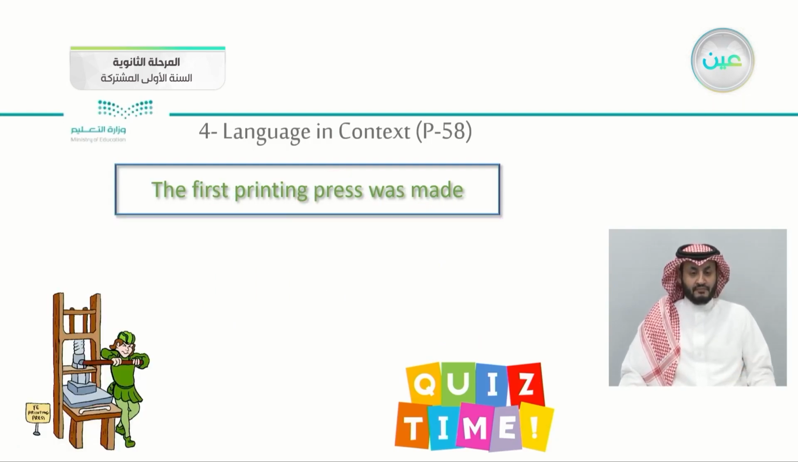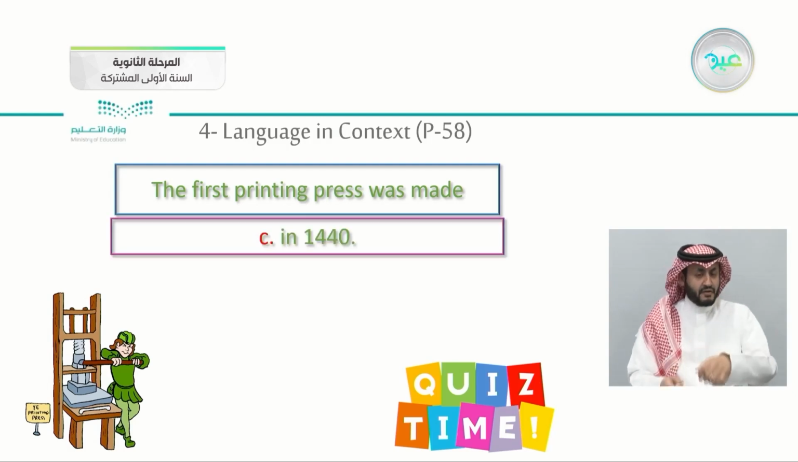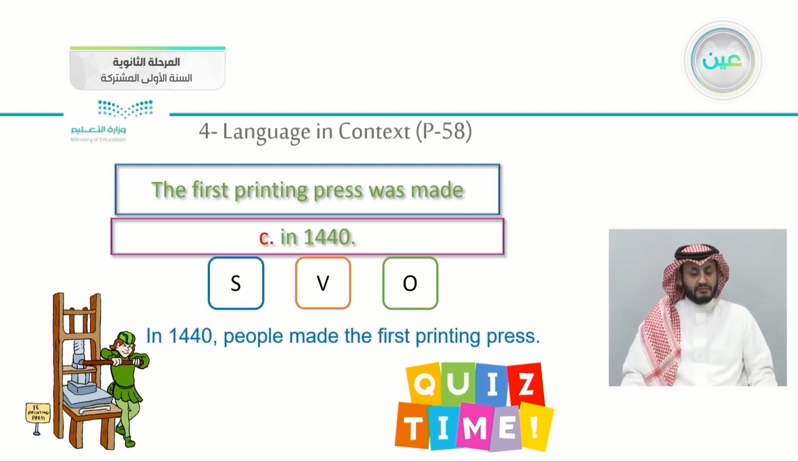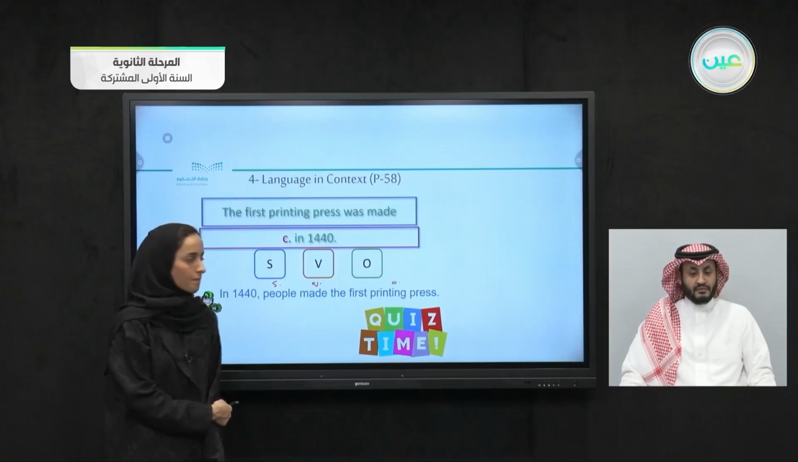Also, the first printing press was made. Who made it? It was made in 1440. There is no mention of who did it, but it happened in the past. Subject, verb, and object: in 1440, people made the first printing press. Subject, anonymous. Then here we have the verb, and the first printing press is the object. What did they do? They came up with, or they made, the first printing press to photocopy things.